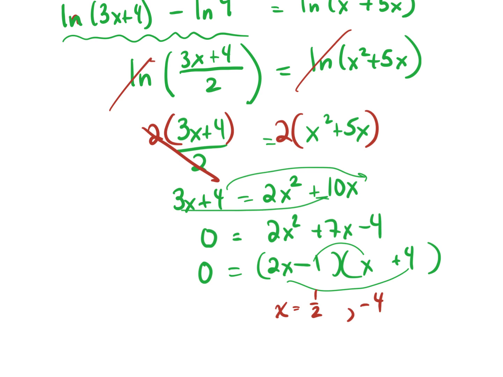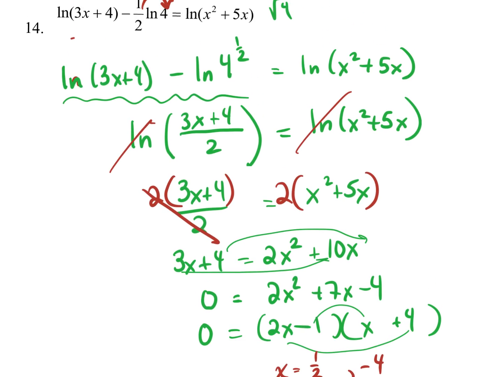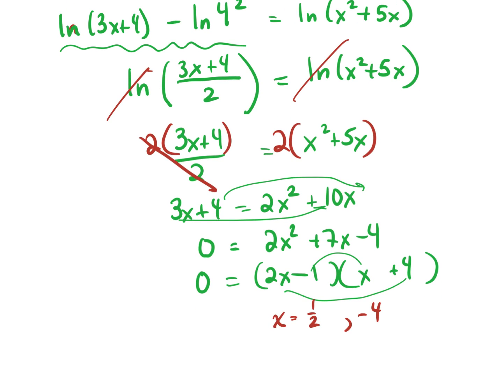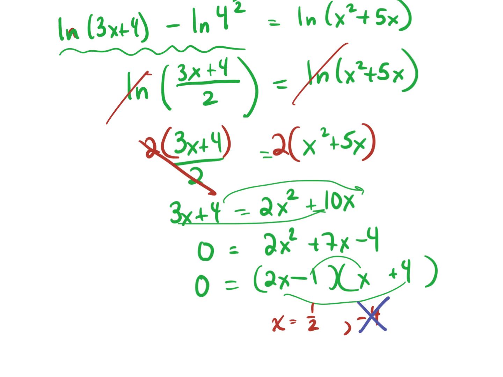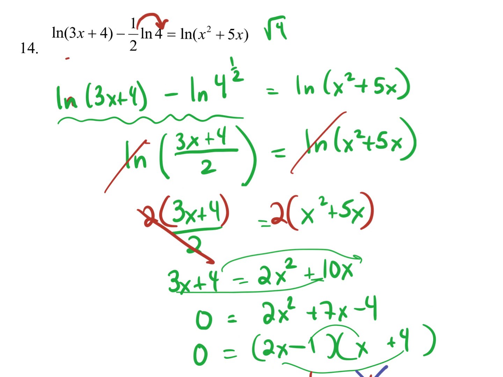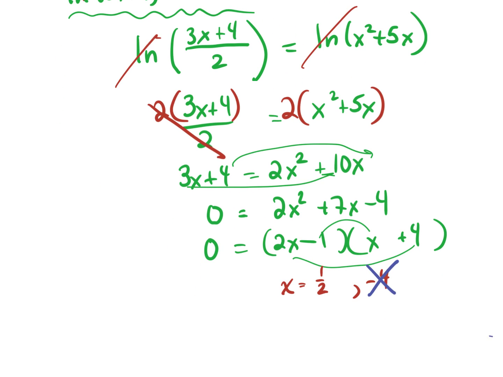But if you look at our logs, I can't put negative 4 into this log, because 3 times negative 4 is negative 12. Negative 12 plus 4 is negative. So I definitely can't have negative 4. I can't plug it in and make my log negative. Now, as far as the 1/2, 3 times half plus 4 is positive. Half squared plus 5 times half is positive. As long as you plug it in and get a positive, even if the x is a negative number, it is a valid solution. If you plug into any of the logs and get a negative, it is not a valid solution. It's what we call extraneous.